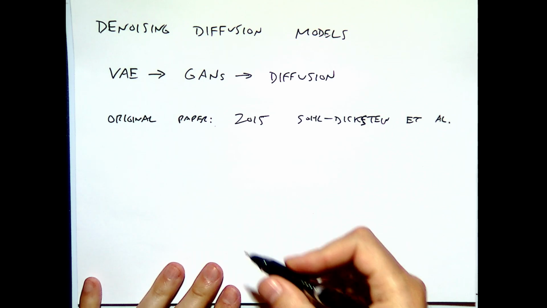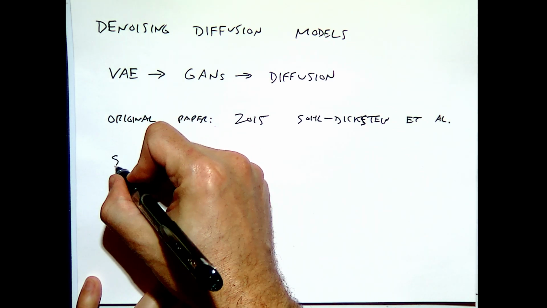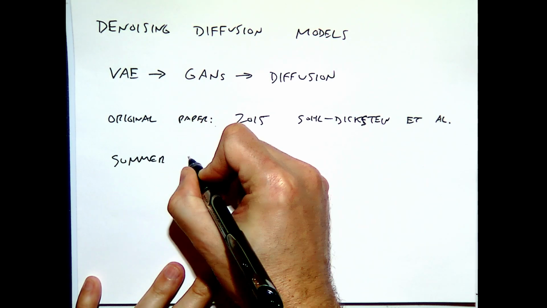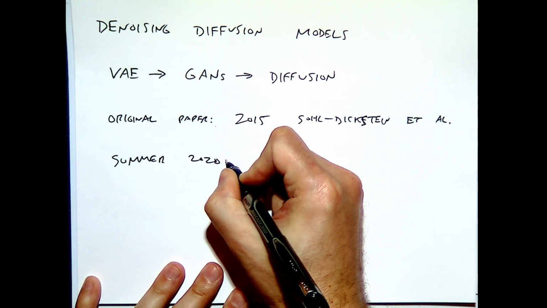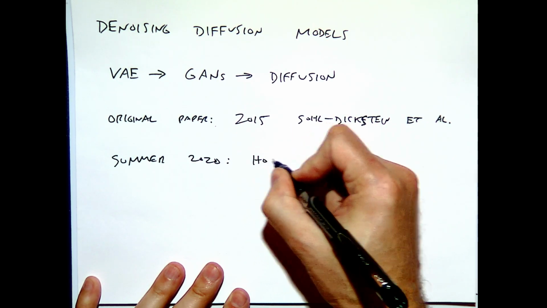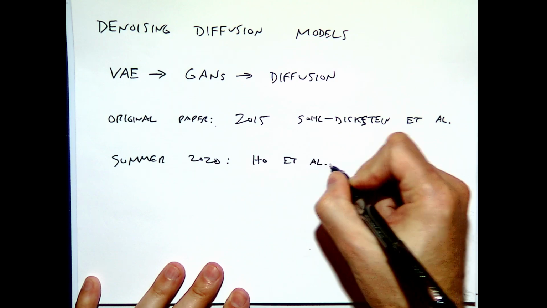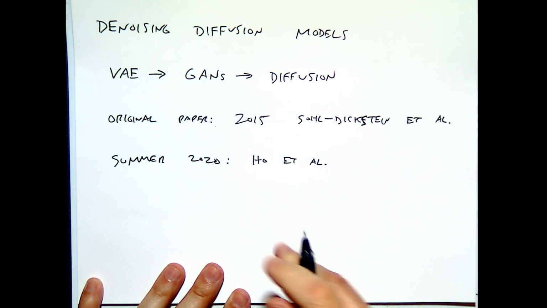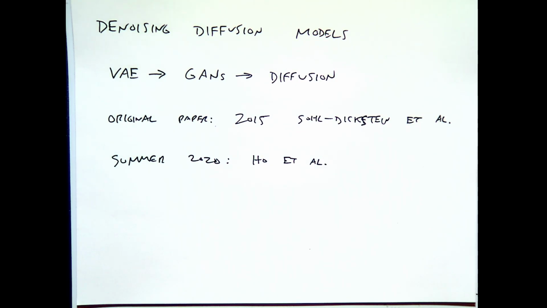Then the key paper was summer 2020, a paper by Ho et al., largely a group from Berkeley. And this paper was called Denoising Diffusion Probabilistic Models. Once people saw that paper, then things really started to get rolling. So let's talk about that paper.